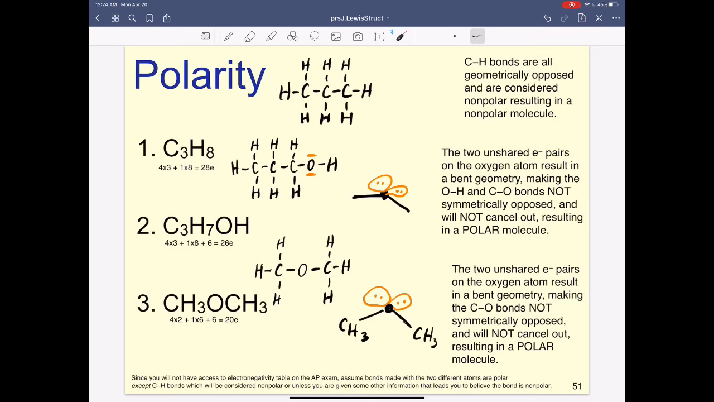In propane, the C-H bonds are all geometrically opposed, not to mention that they're nonpolar, resulting in a nonpolar molecule.